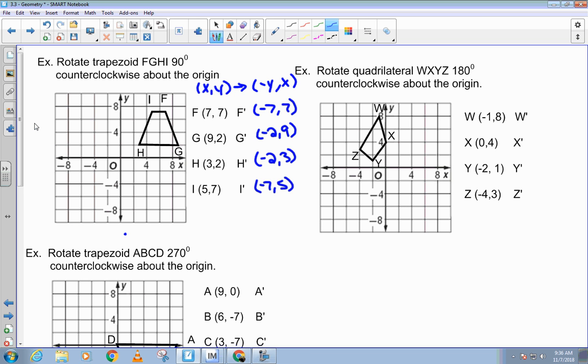So now I'm going to plot those points. Negative 7, positive 7. It's right there. That's F prime. Then make sure you label your points. G prime is at negative 2, 9. H prime is at negative 2, 3. And I prime is at negative 7, 5. So name your points. And we rotated 90 degrees about the origin counterclockwise. I is right here, the bottom left corner.